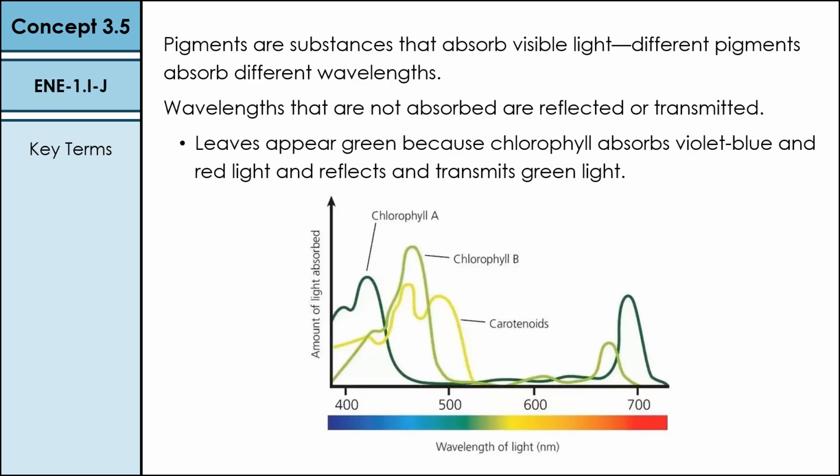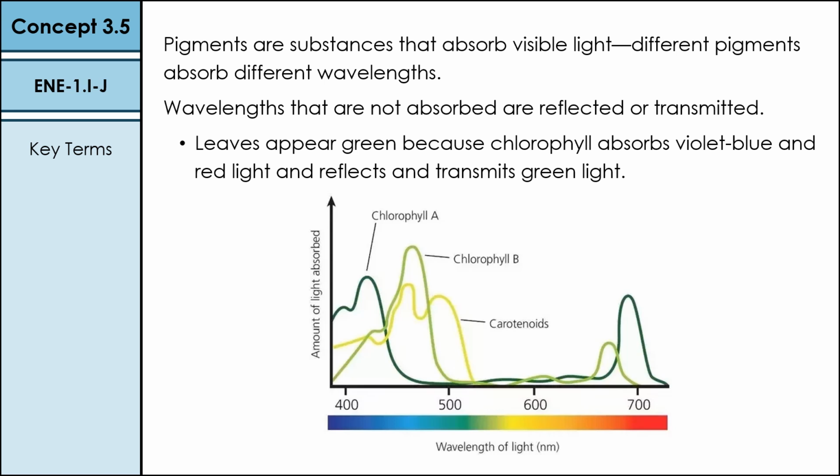Three of the most commonly found pigments within photoautotrophic cells are chlorophyll, and chlorophyll has two forms, and some accessory pigments known as carotenoids. I like to think of carrots when I think of carotenoids because they have that yellowy orange tone to them that is what is reflected.